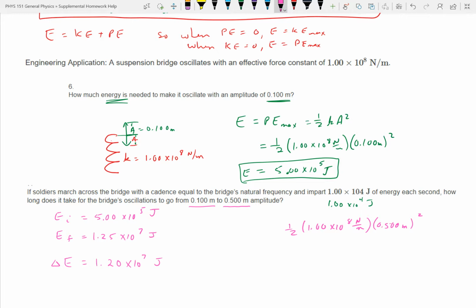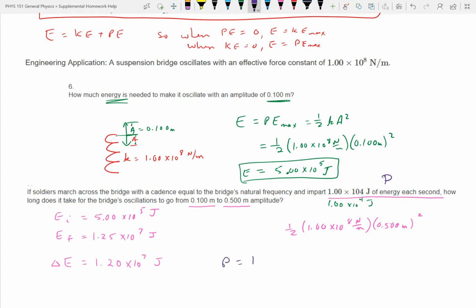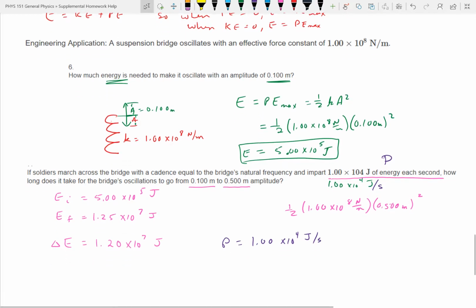Now, coming back to the problem. This is getting into the realm of common sense, but you do have to know definitions. They told us we're imparting 1.0 times 10 to the 4th joules per second. What quantity has units of joules per second? Power. That's right. Good job. So we have the power is equal to 1.00 times 10 to the 4th joules per second. So how does power relate to change in energy?